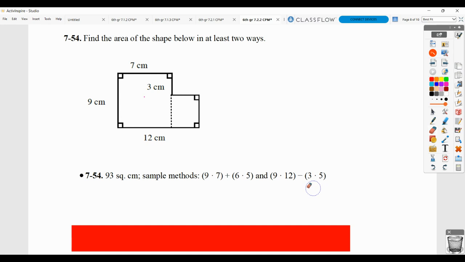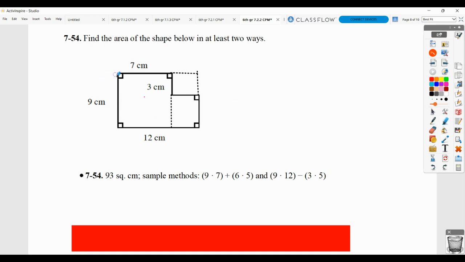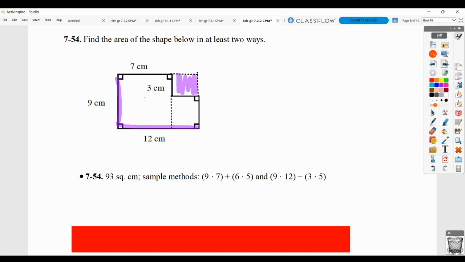And a third way, I guess, that they did mention is you could think of it as completing this rectangle, in which case you would have 9 times 12 for the dimensions, and then subtracting this section right here. So that would be a third way that you could possibly approach it, if that way makes more sense to you. And that's what they're showing here. Of course, you'll get the same answer. Right? So those are some different options, but make sure you're showing your work again.